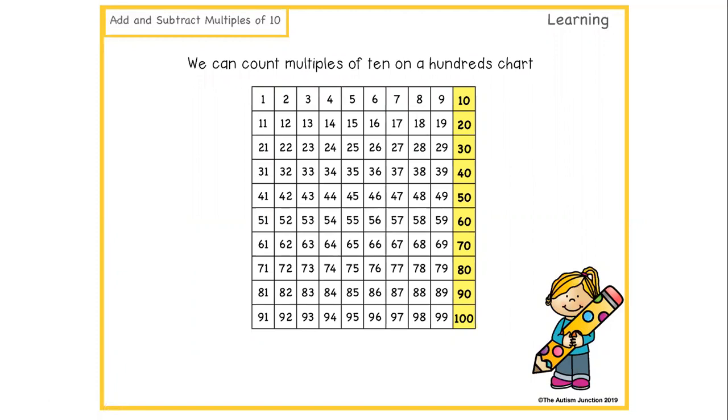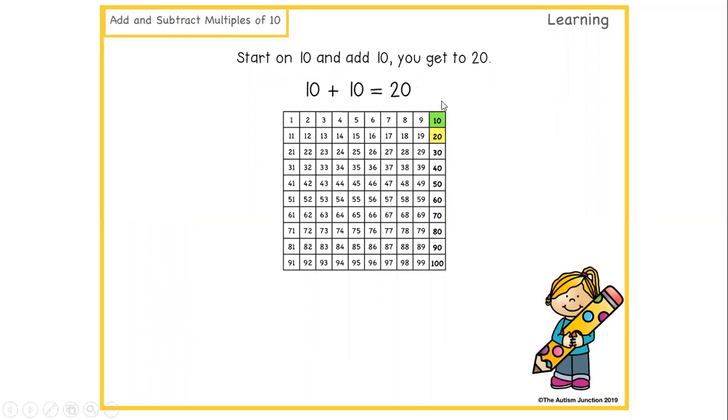We can use our hundreds chart to count by tens, starting with 10 and working our way down the chart. And again, we can go all the way up to 120. We can also use it to add. So if we have the number 10 and we want to add one more 10, then it's just one more hop down the chart to give us 20.